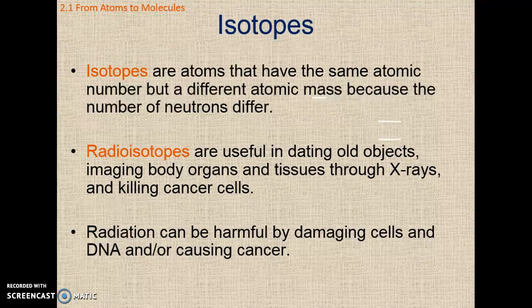All right, radioisotopes are useful in dating old objects. They are used to image body organs and tissue through X-rays. They can also be used to kill cancer cells. So if you have radiation therapy, you're using elements that are classified as radioisotopes. They are not stable. All right, radiation can be harmful by damaging cells and DNA, and that can lead to cancer. So it's interesting how radioisotopes are used to kill cancer cells, even though radiation is harmful.